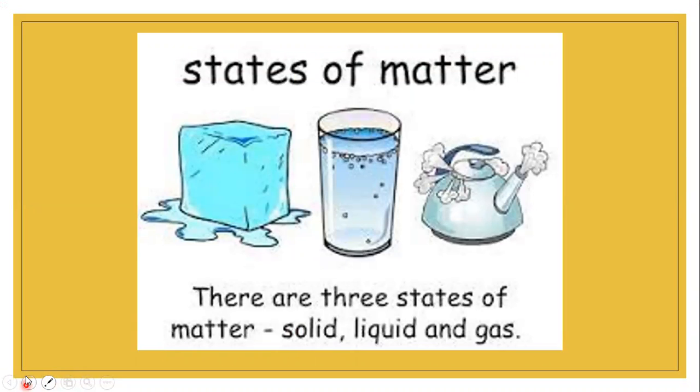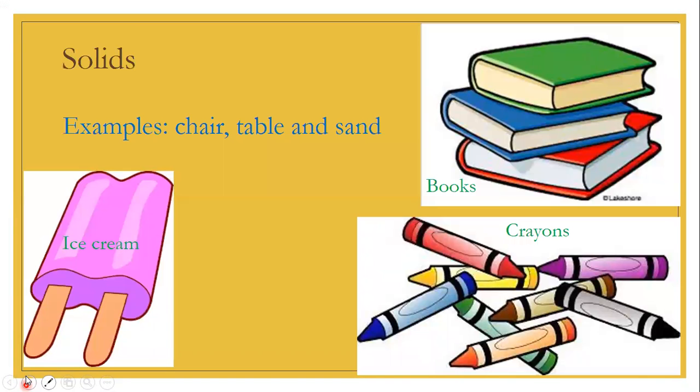As we said in the last lesson, there are three states of matter. The first is solid, liquid, and gas. Solids. Solids like books, like crayons, and like ice cream. Solids have many properties or many characteristics.